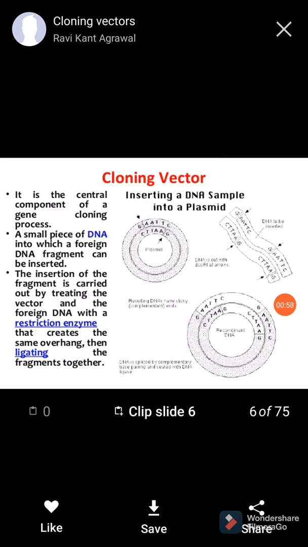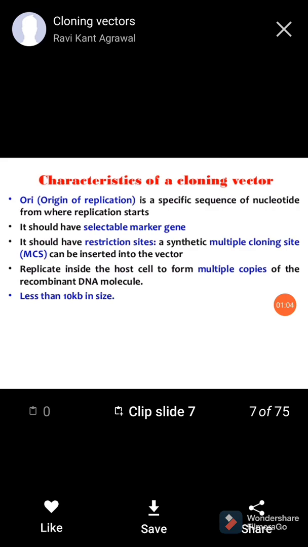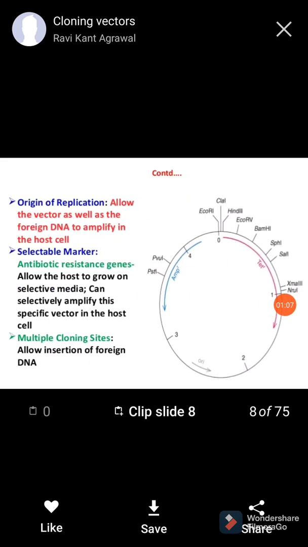Okay, so next I just want to mention the important characteristic features of the cloning vector. I had already mentioned a few. They should possess an origin of replication so that it can self-replicate inside the host cell, and also it should have a restriction site so that the restriction enzymes can cut and insert the target DNA. And it should have a selectable marker with an antibiotic resistance gene, okay, that facilitates screening of the recombinant organism.